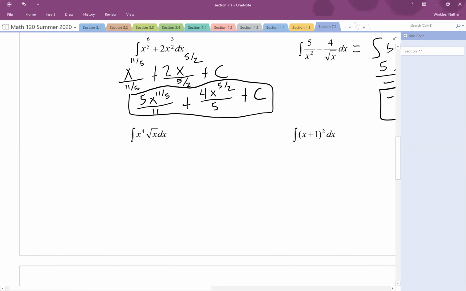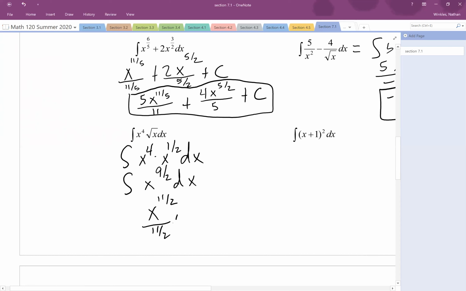So just like I said, with quotients, we don't have anything. With products, we don't have anything. So really what we have here, integral of x to the 4th times x to the 1/2 dx, which is the integral of x to the 4 plus 1/2, which is x to the 9 halves dx. So x to the 11 halves divided by 11 halves plus c, which gives us 2 over 11 x to the 11 halves plus c as our answer here.